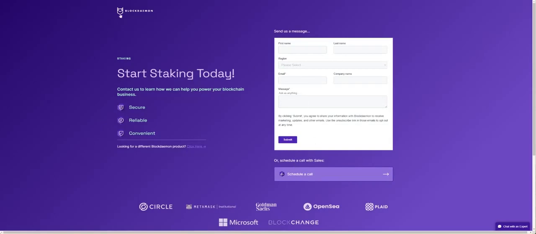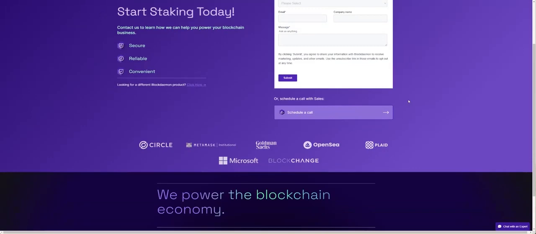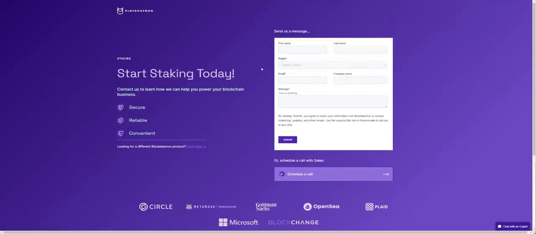I know these teams, and they're good. They're good, hardworking, honest people, like the people from Blockdaemon and Figment and Staked US and all these other providers. So any questions, please don't hesitate to ask. I'm always happy to help.